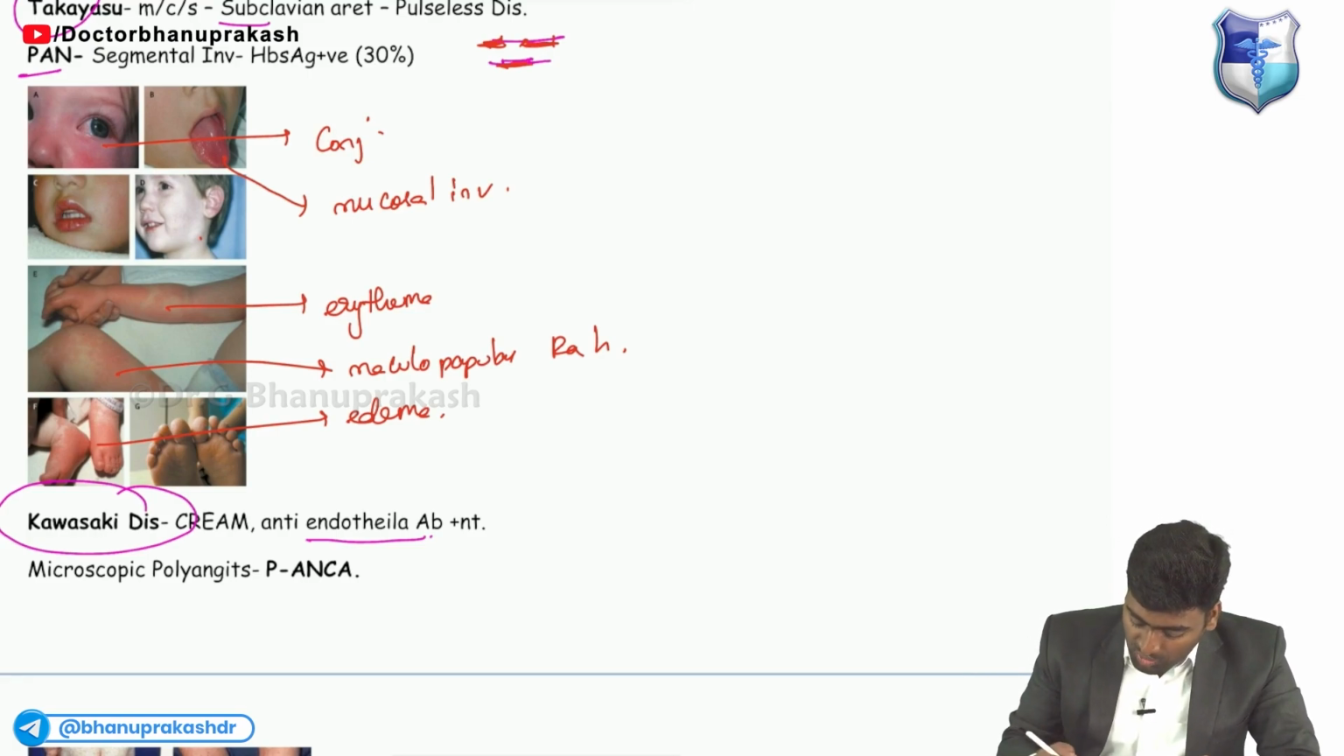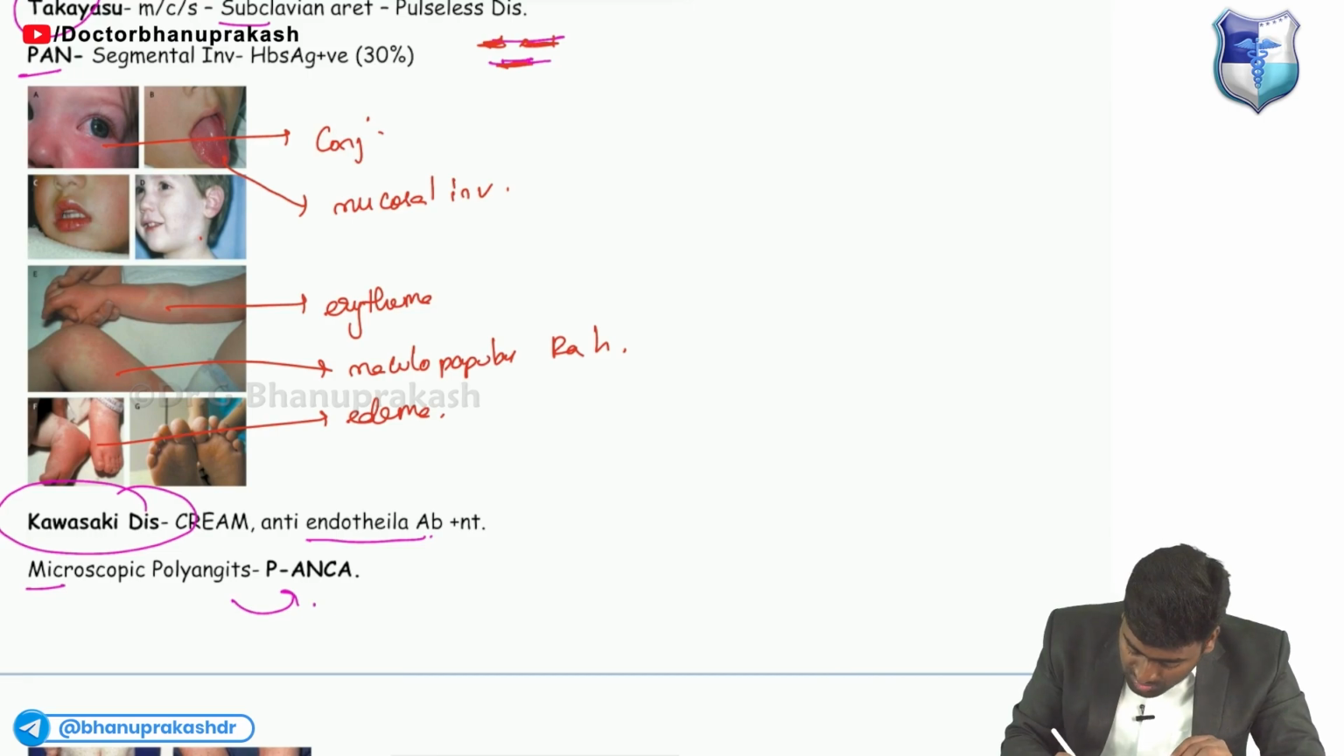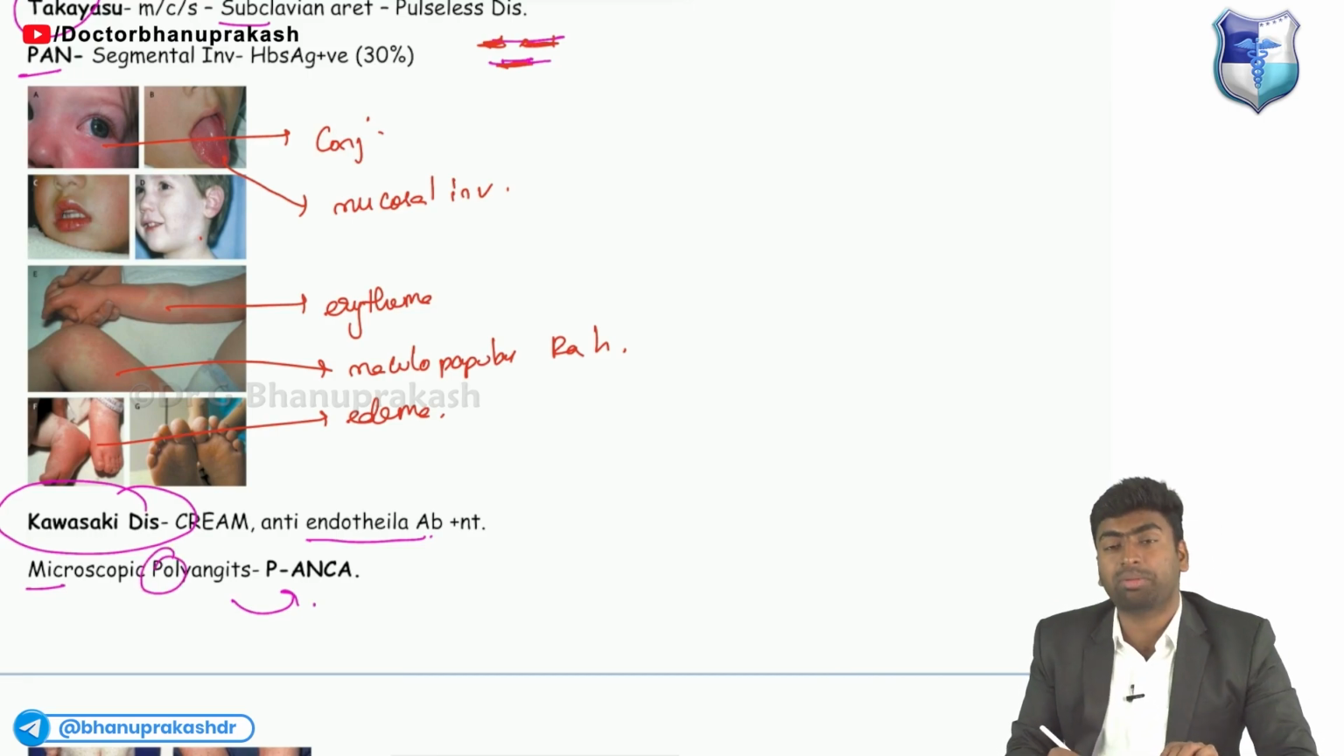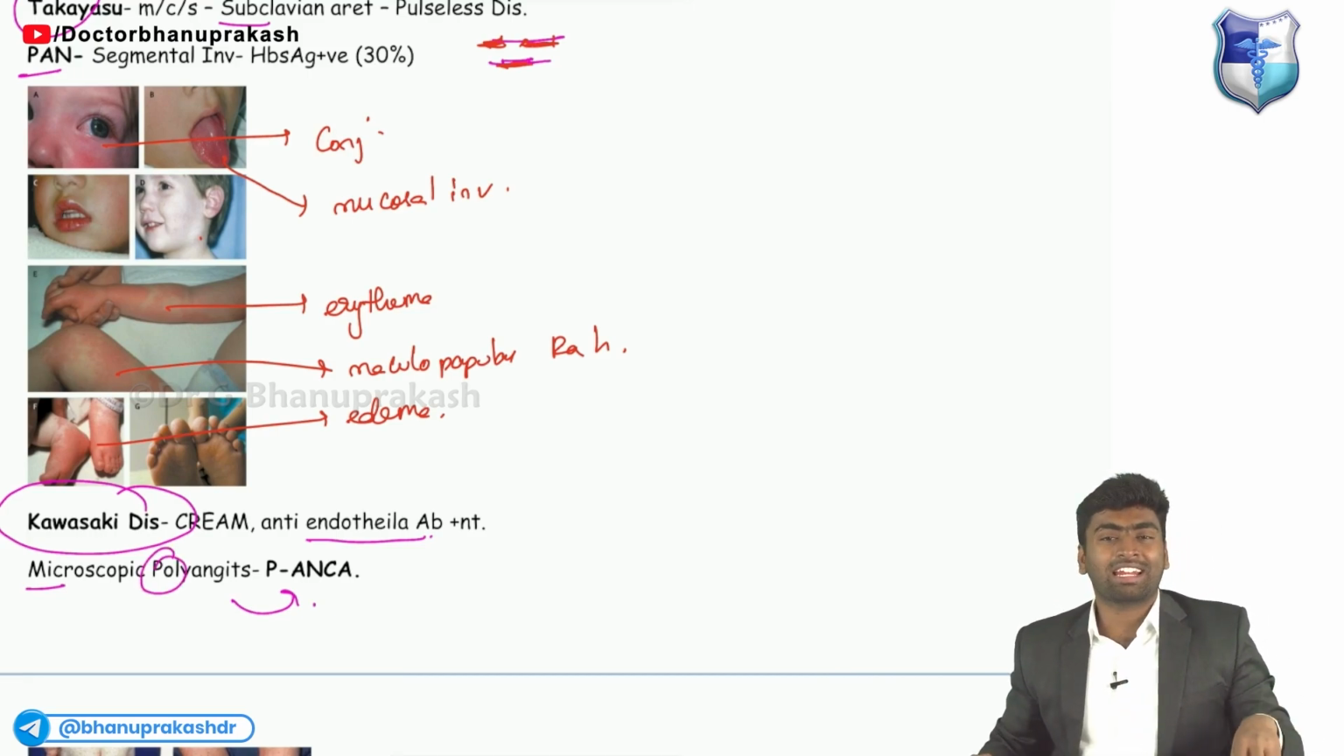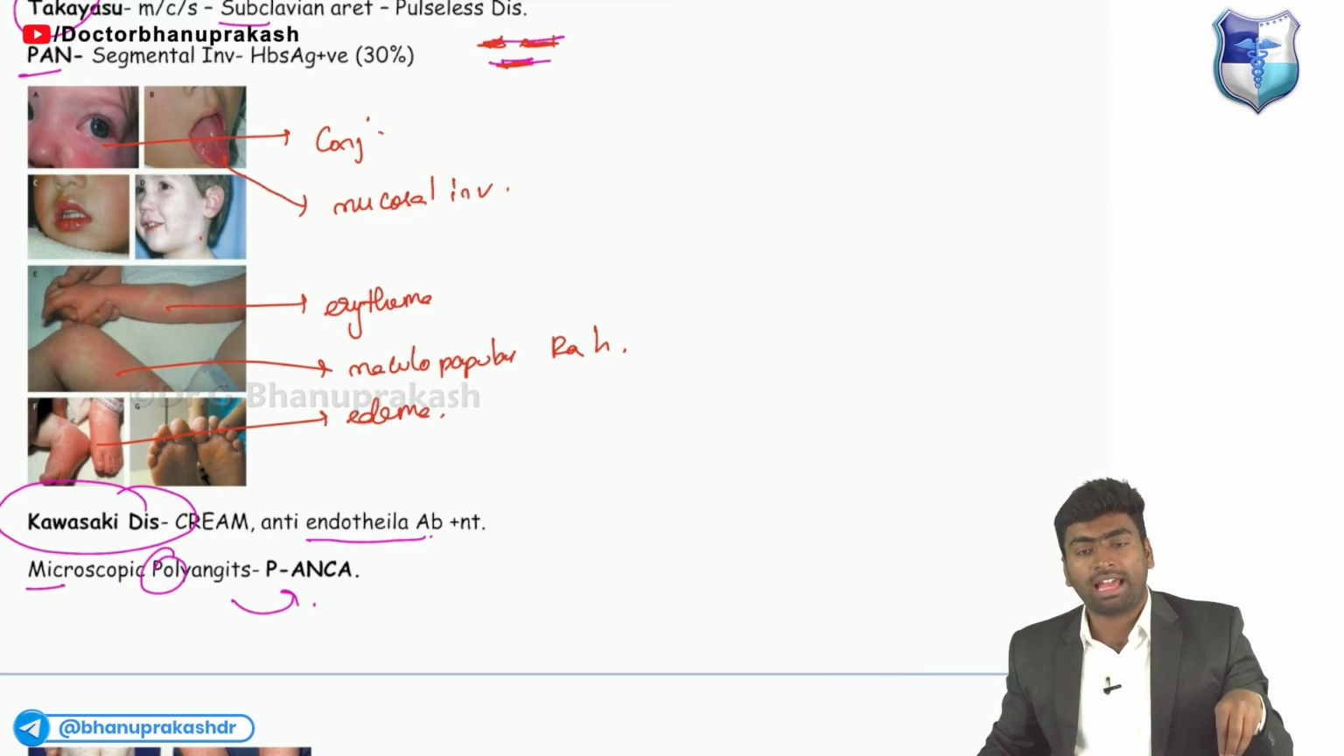Right? And there is one more disease which is microscopic polyangiitis. Just remember, in a case of microscopic polyangiitis, it will be positive for P-ANCA. P-ANCA will be positive for microscopic polyangiitis.